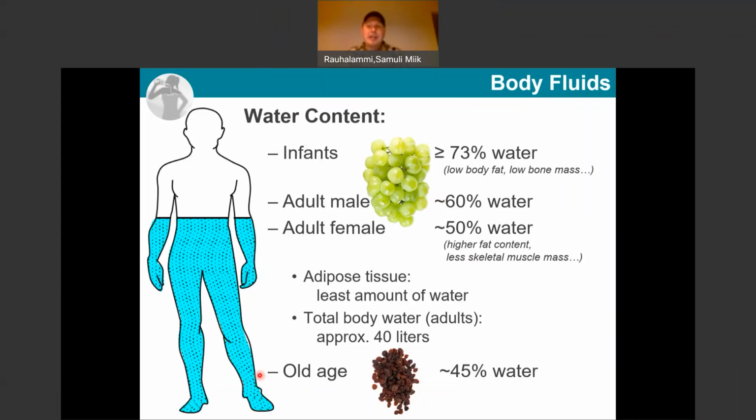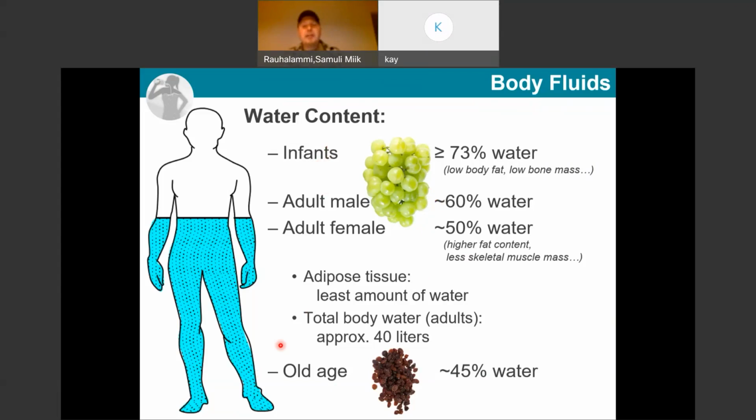In terms of the age differences that we're going to be able to see, infants have a little bit higher water content. This can be attributed to quite a few different things: lower body fat percentage, lower bone density, things like that. Whereas in the older population, the water content is going to be less.